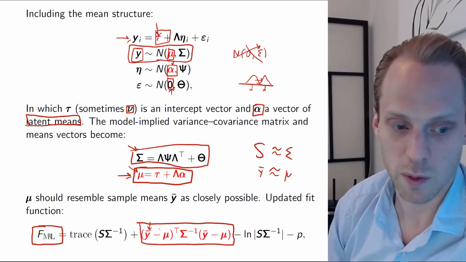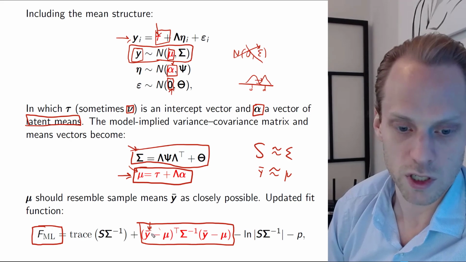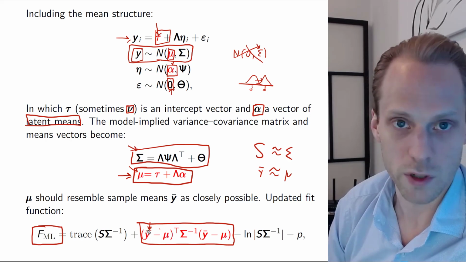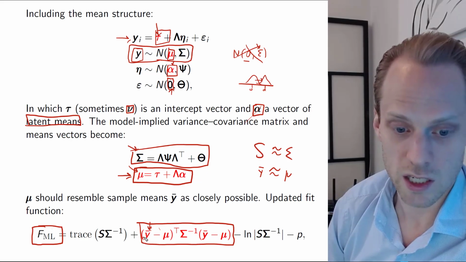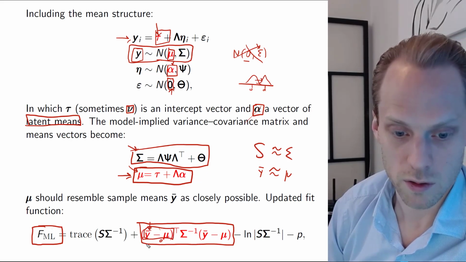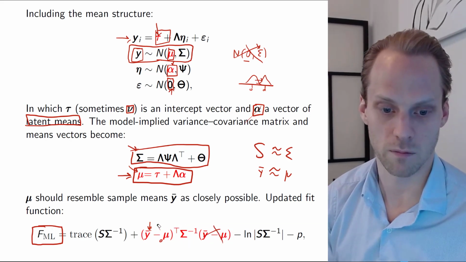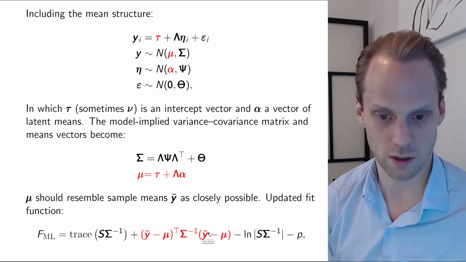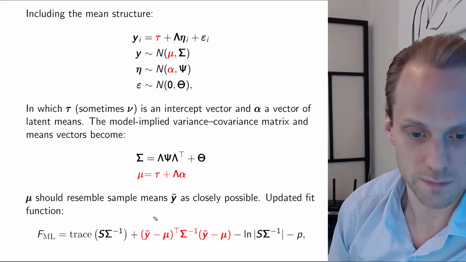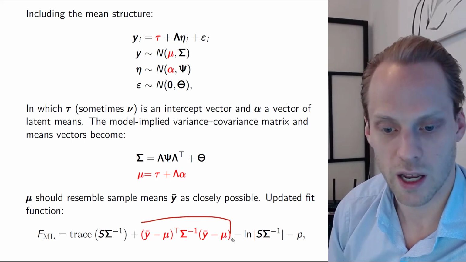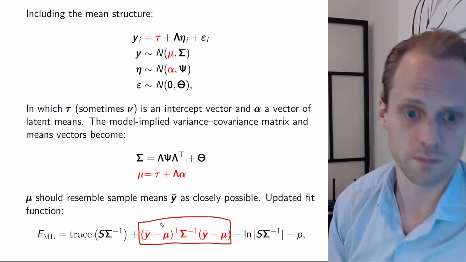So this fit function has the same interpretation as before. What we could also see before is that we just assumed that mu and y bar were 0, for example if we had centering, or we assumed that they were the same. In any case, this thing just became 0, so this drops out and this drops out, right? But we don't assume it's 0 now, so it doesn't drop out. And then we have this added term, which is related to this mean structure.